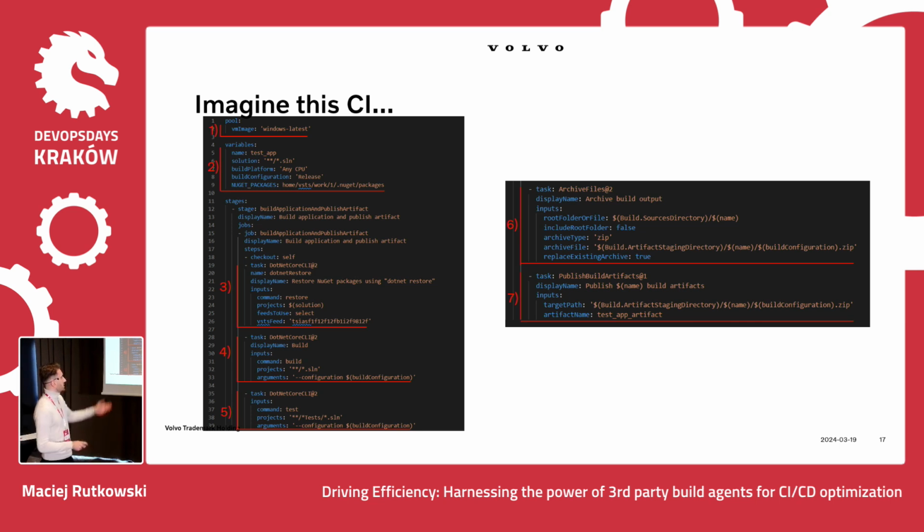Okay, so basically the overview is pretty similar. We'll just use tasks that are named a little bit differently than actions, but at the beginning we have a VM image that we are using, then we define the set of variables, and we have such a structure. We get stages, jobs, steps, and tasks. So each of the tasks is, at the beginning, restore, then build our solution, test the solution, archive files, and publish build artifact at the end.